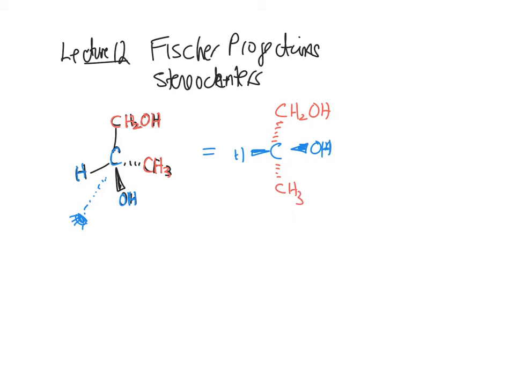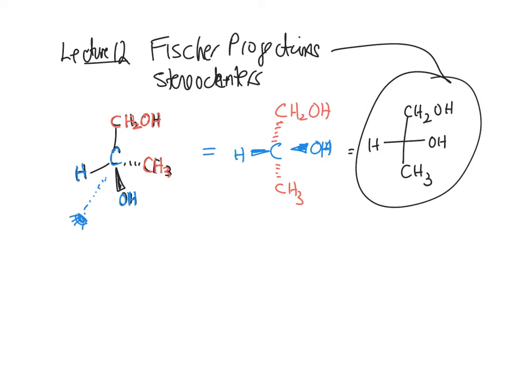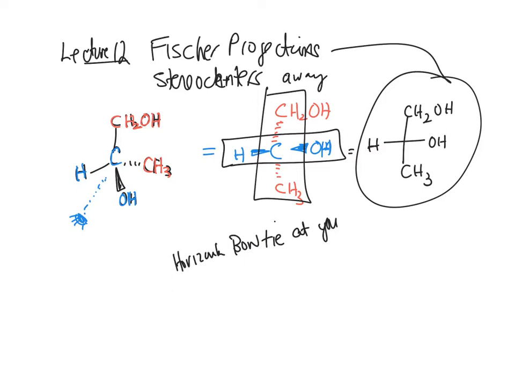Now, this would be the equivalent of just going like this. So this is your Fischer projection right here. You see how when you have a Fischer projection, it's drawn flat, but what you can always assume is the horizontal, we call that the bow tie. You can see why it's called a bow tie. This is coming at you, and then the vertical is going away, behind the plane.